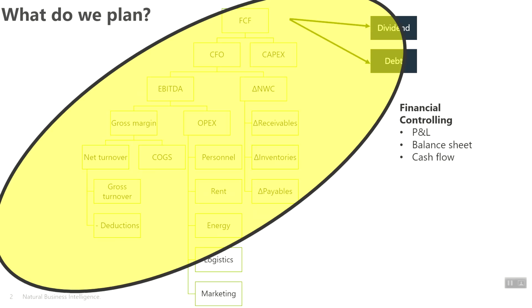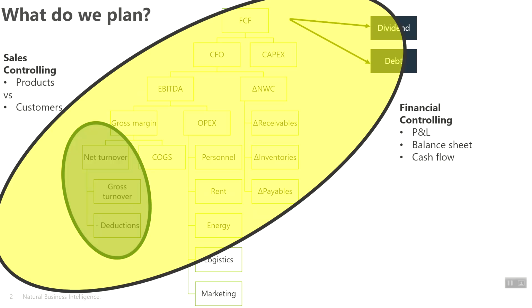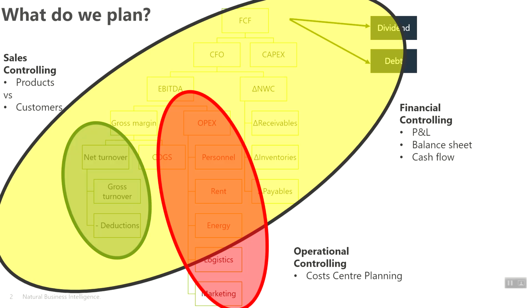If we speak of all this planning, this is what's called financial planning, or planning of the P&L, profit and loss account, balance sheet and the cash flow statement. From this, we have two separate parts. We have one part that focuses on sales, which is the topic of sales controlling, where we plan the net sales based on products and the customers that we have. On the other side, we plan operational expenses, or operating expenses, in the part of operational controlling, where we do the cost center planning.